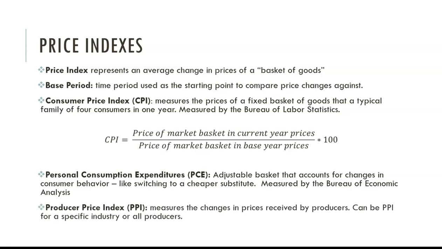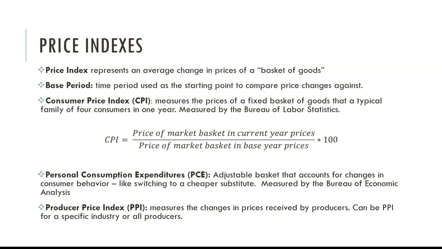There's also a Producer Price Index, or PPI. This is going to measure changes in prices received by producers. There can be a PPI for a specific industry. We could be talking about the PPI for all producers. Any of these indexes, we will be calculating the same way. So the value of the basket in current year prices divided by the value of the basket in base year prices, and then multiplied by 100.